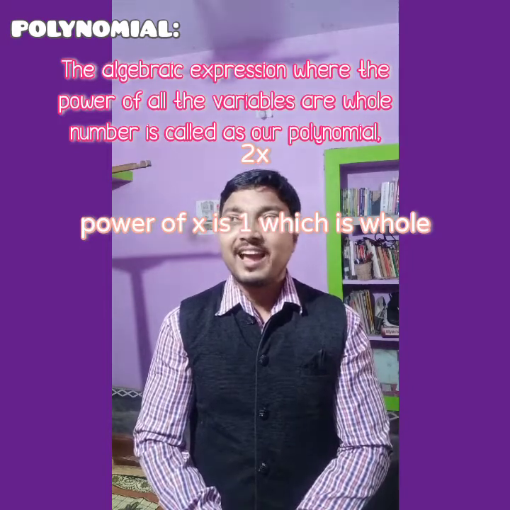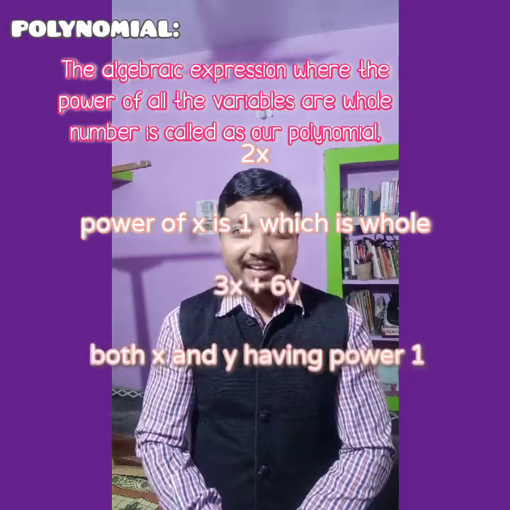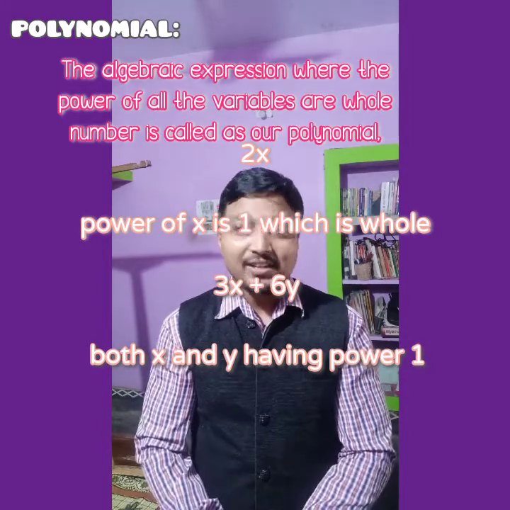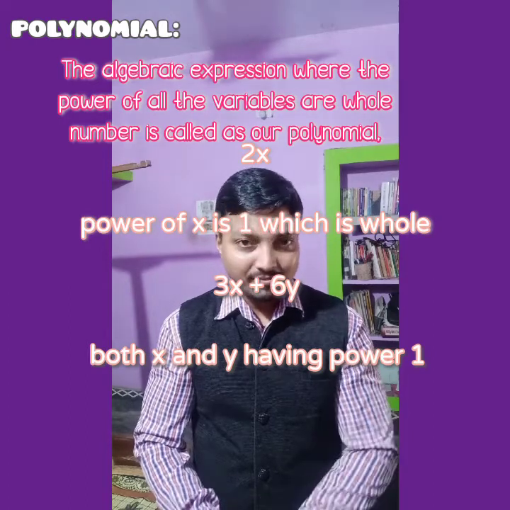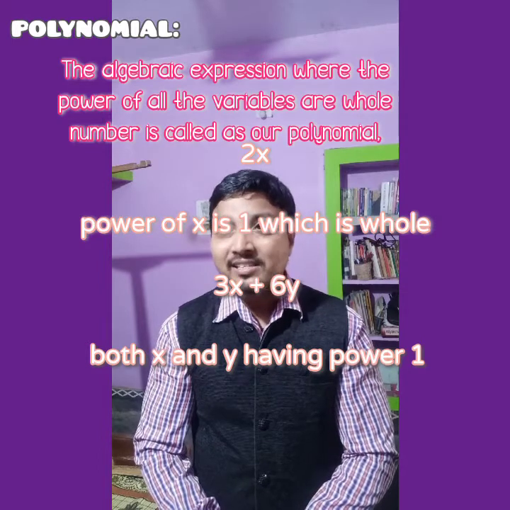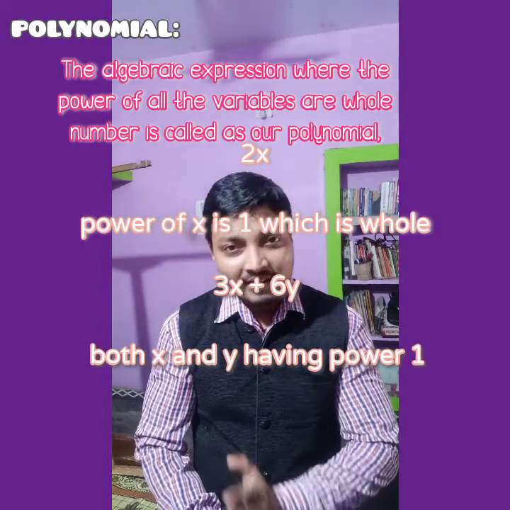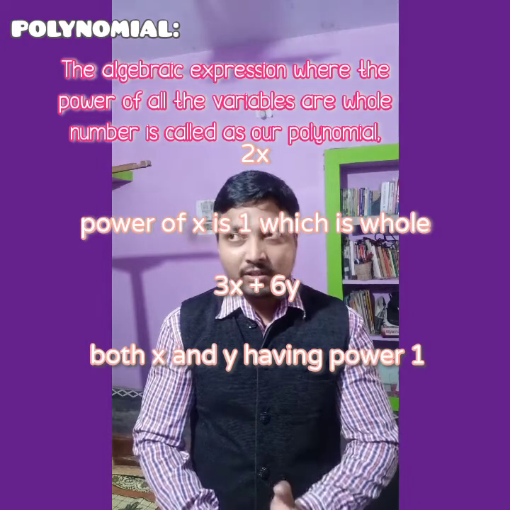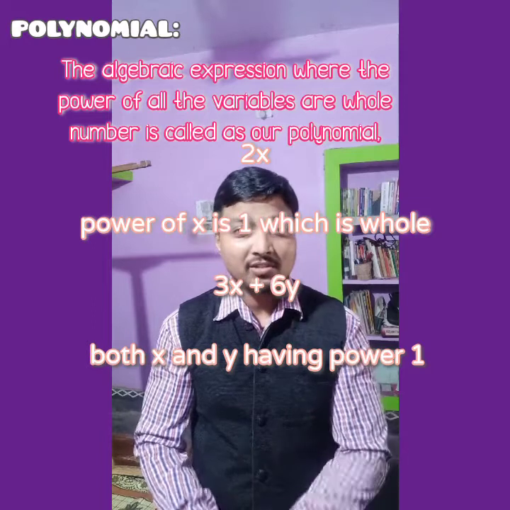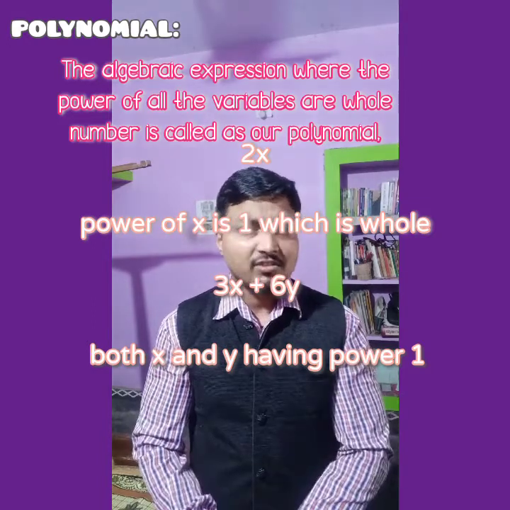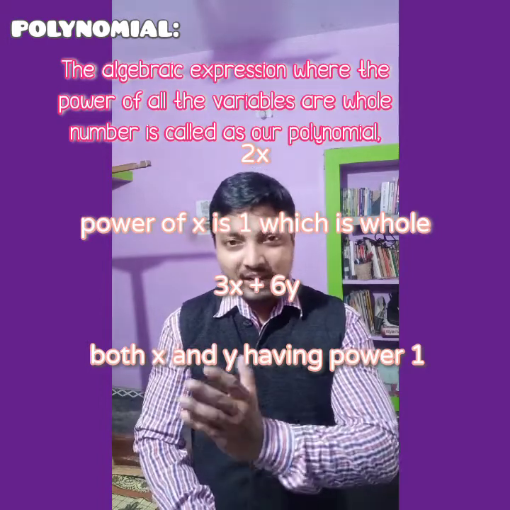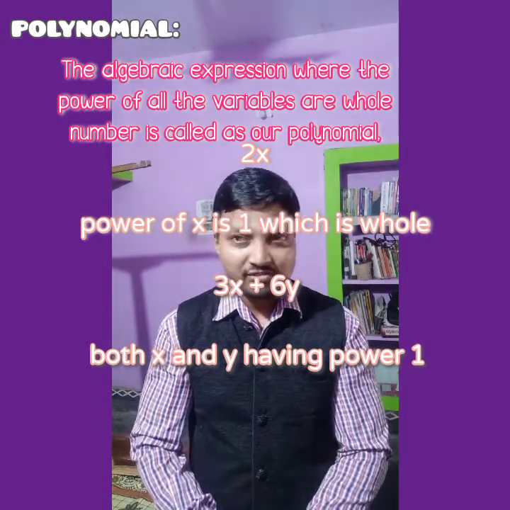Another algebraic expression I am showing is 3x plus 6y. So 3x means x to the power 1, which is a whole number, plus 6y, where y to the power is also 1. Both terms have both variables, and their powers are whole numbers. So it is also called a polynomial of two variables. The previous one was a polynomial of one variable, but here it is a polynomial of two variables.